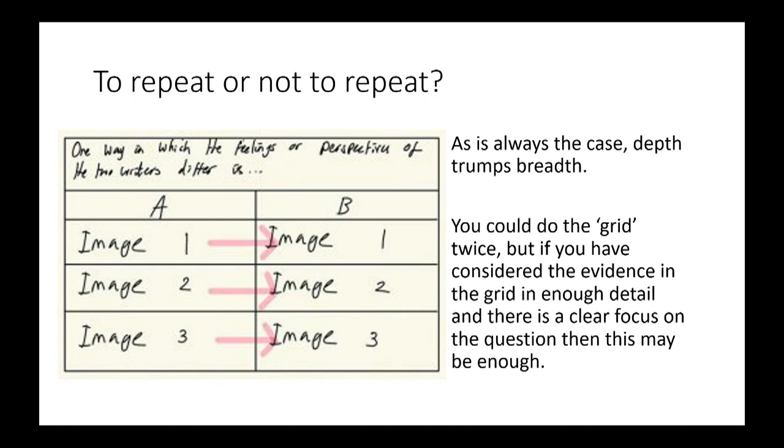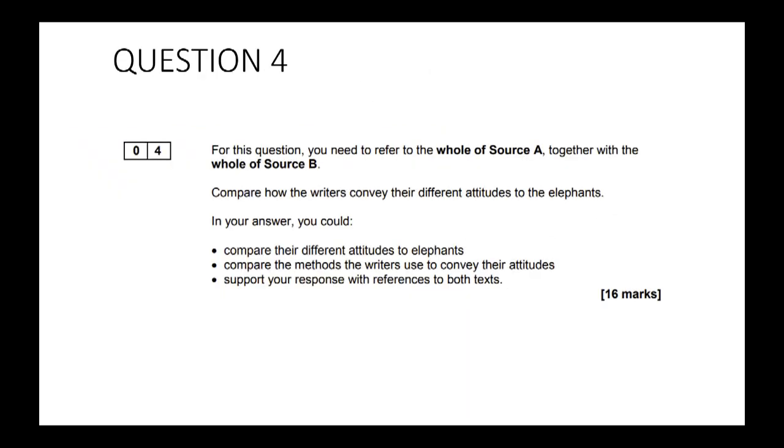As is always the case, depth trumps breadth, meaning I'd like you to focus on one similarity. You don't have to focus on a range. So one difference or similarity rather than five. You won't finish, you just won't finish, and therefore you probably could have written in more depth about one. And that's my strong advice here. You could do the grid twice if you've got time. If you're really speedy and you've read well, then you could. But one should be enough if you do it in enough detail.